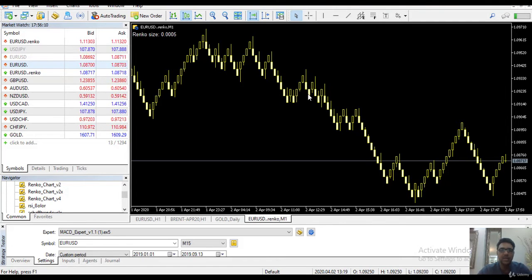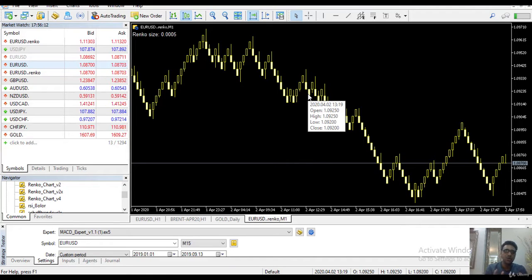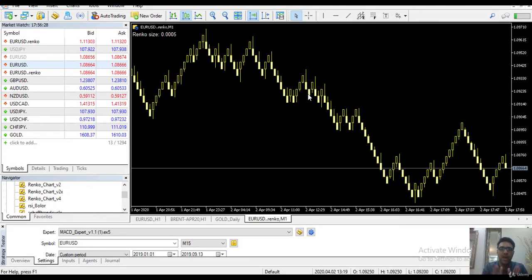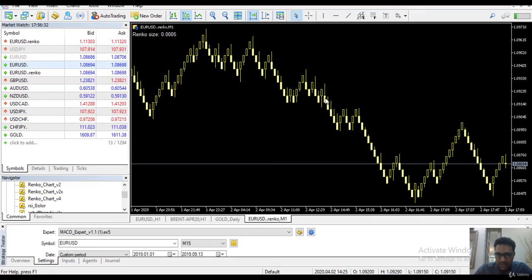In our MT5 platform, the minimum time frame that we have is the M1 time frame. We cannot go below that. Even if you want to go for 30 seconds, you cannot. So you just need to stay in the limited time frame for the Renkos. Here we have the M1 time frame, and one brick represents 50 points.